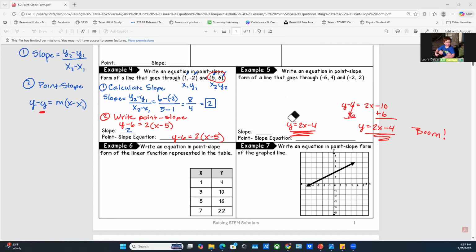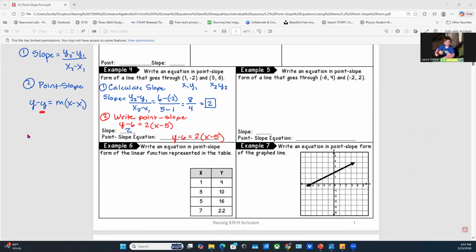Although sometimes there is an easier point to pick, and like the first one that I chose, I picked because it did not have any negatives. At 5, 6, it was both positive. Okay, sometimes it's unavoidable. Like there's negatives in both of these, so we're just going to have to deal. Okay, we don't have a choice in the matter here. All righty, let's go to the next one.